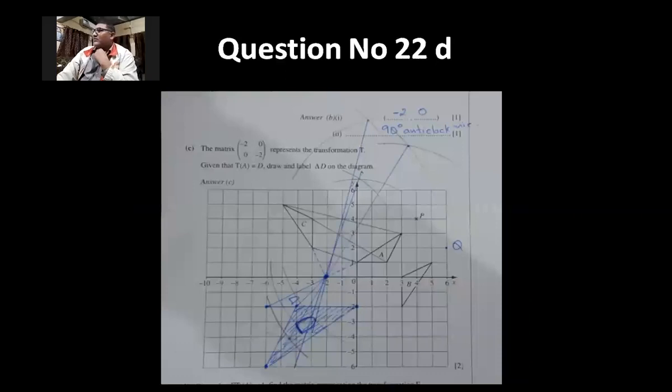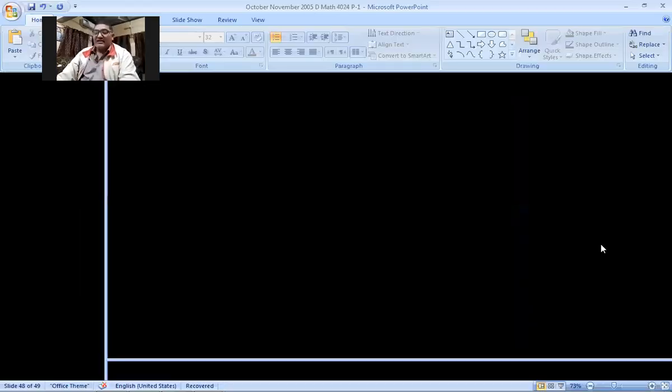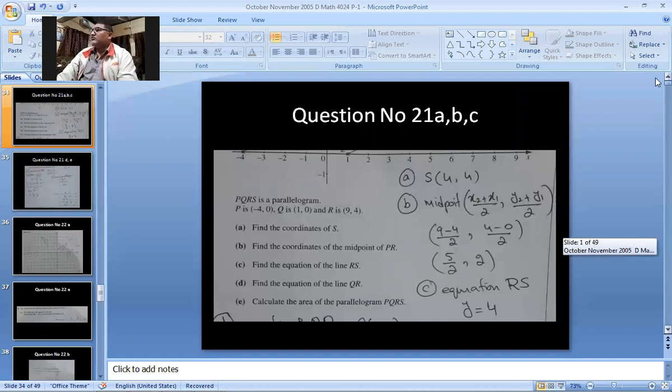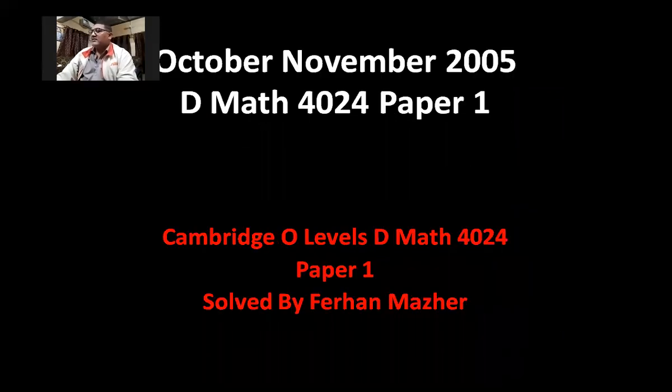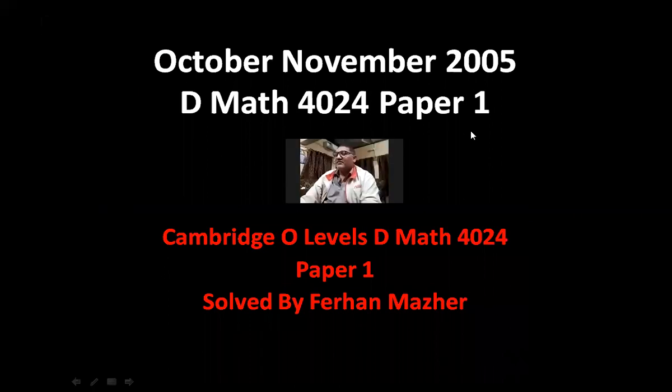So my dear students, we are done with today's paper. Today we have done the October-November 2005 Paper 1. The subject we are studying is D Maths 4024. I hope that I have tried my best to explain these concepts. If you have a hard copy of this paper, solve this paper. When you actually do this paper yourself, then you will master these concepts.